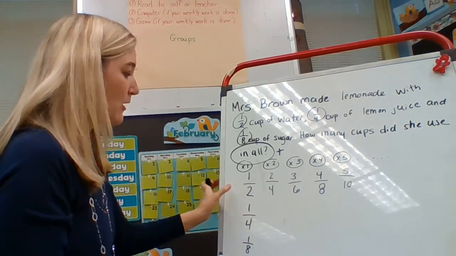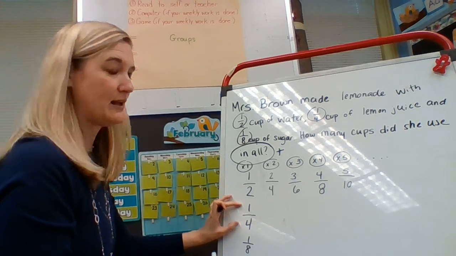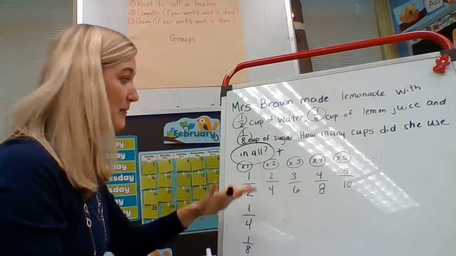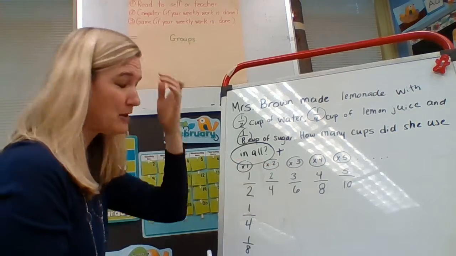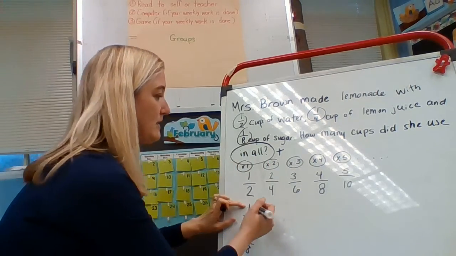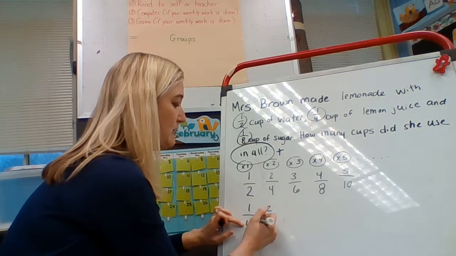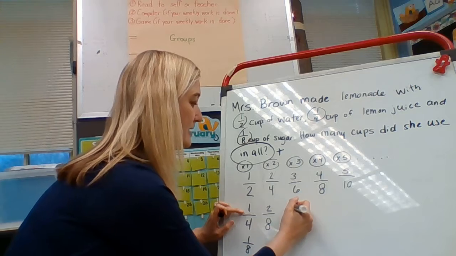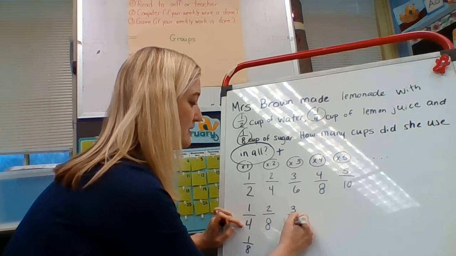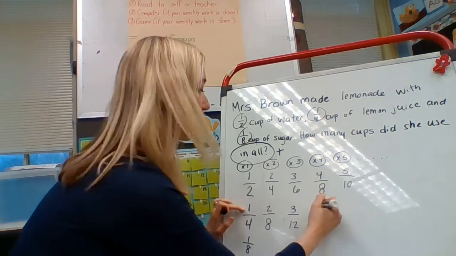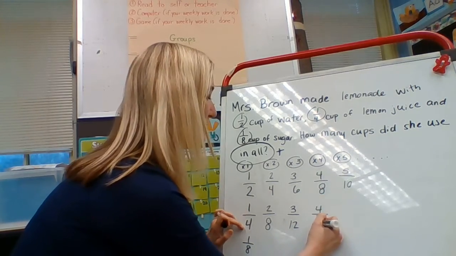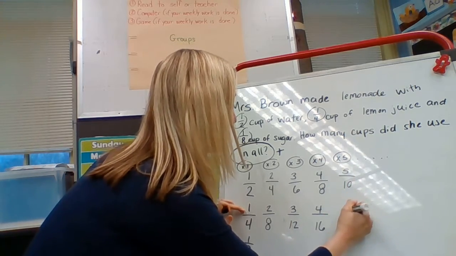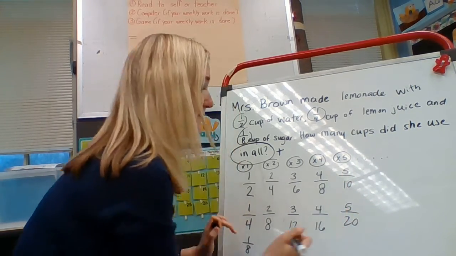We're scooting down, working with 1/4. Again, we're going to multiply the numerator, the top number, and the denominator, the bottom number, by the same number. So we're going to start multiplying numerator and denominator this time by 2. 1 times 2 is 2. 4 times 2 is 8. The next one, 3. 1 times 3 is 3. 4 times 3 is 12. The next one, 4. 1 times 4 is 4. 4 times 4 is 16. Moving along. 1 times 5 is 5. 4 times 5 is 20.